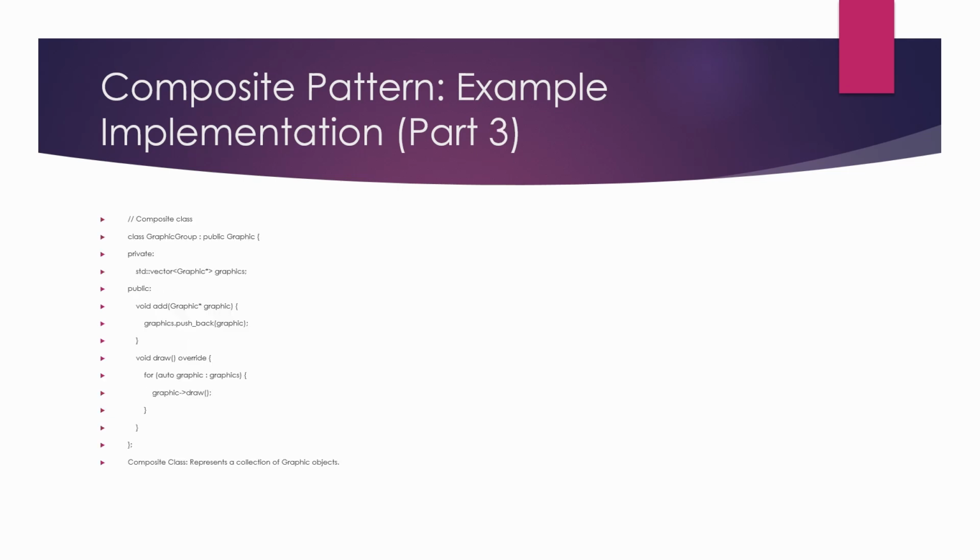Next, we create the composite class, graphic group. This class is capable of holding multiple graphic objects, including both individual leaf objects and other composite objects. By implementing the same interface, the composite class can treat all of its components uniformly.